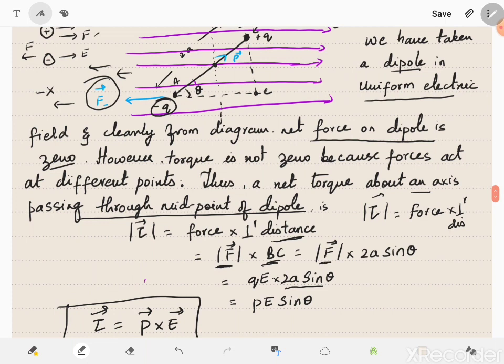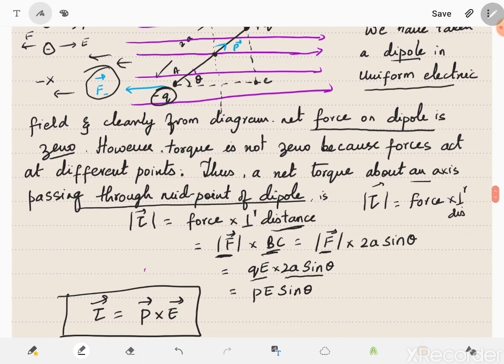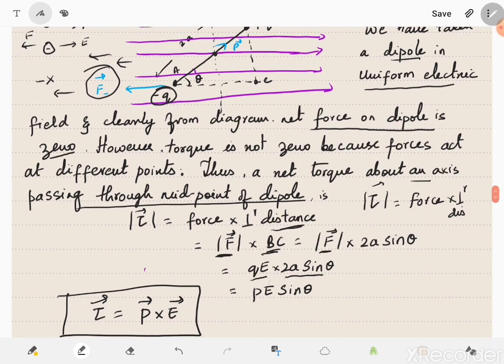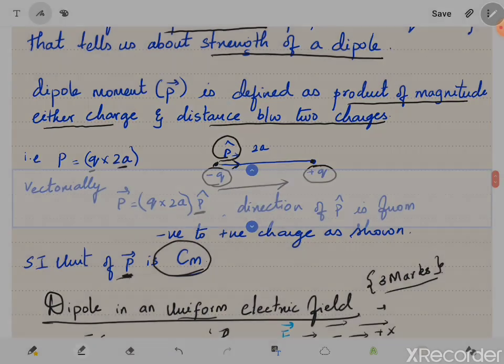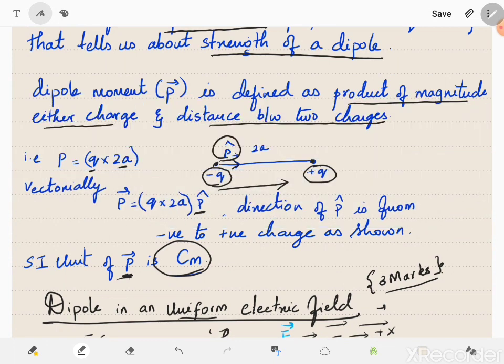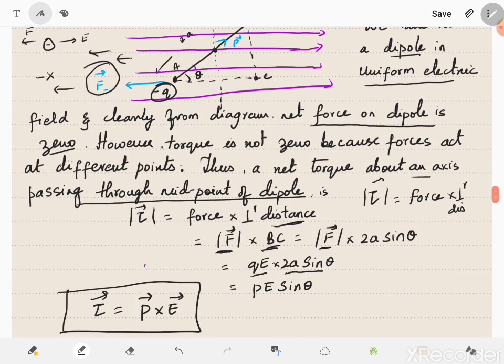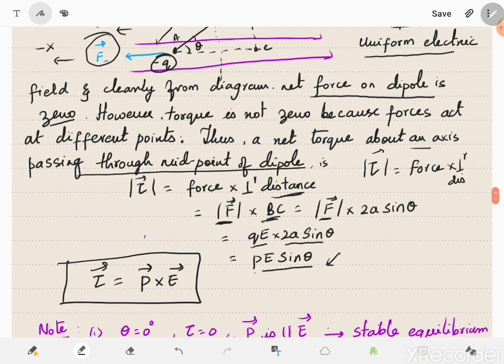Now, since force by definition is nothing but qE, where q is the magnitude of one of the charges and E is the strength of the electric field, and we've already defined the dipole moment vector, which is p, as q into 2a, therefore we may write this equation as tau is equal to pE sine theta. The term sine theta tells us it is a vector product. Therefore, we may write this as tau is equal to p cross E. So this is the final expression.